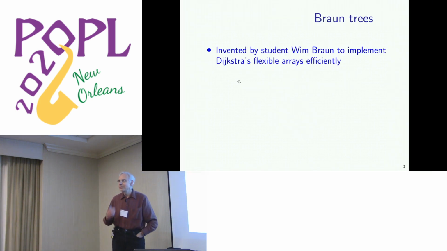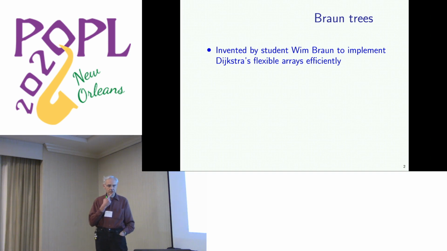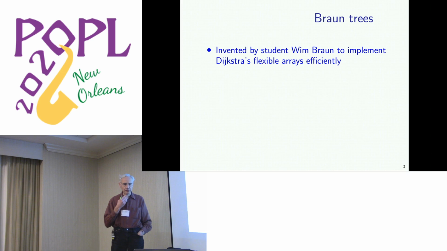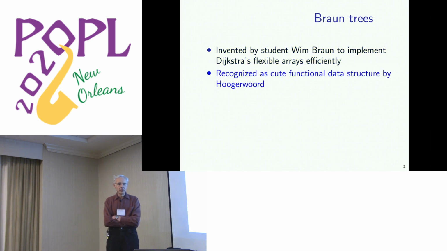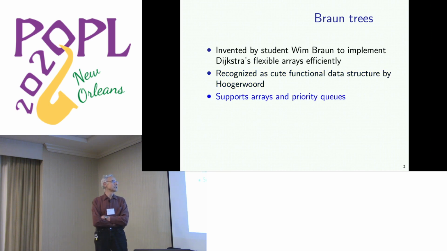Right. Yes, so the name comes from the student who originally came up with this data structure in the context of implementing Dijkstra's flexible arrays efficiently, that is with logarithmic access time. And it was very much in an imperative setting, and then later on people realized that it's actually quite a nice, cute functional data structure and has got nothing to do with imperative arrays. And it does support arrays and priority queues, and that's what I'm going to focus on in this talk.